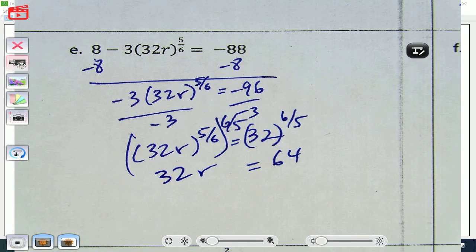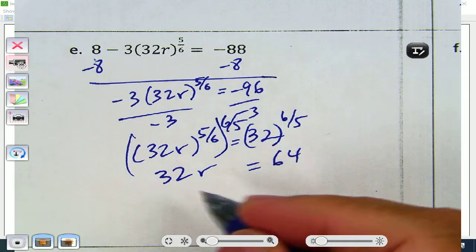Yeah. 5th root of 32 is 2. 2 to the 6 is 64. That's 6/5. And then you divide by 2. Equals 32. Yeah.